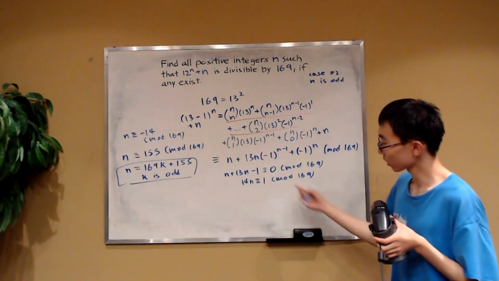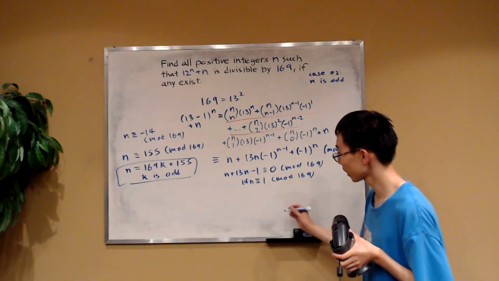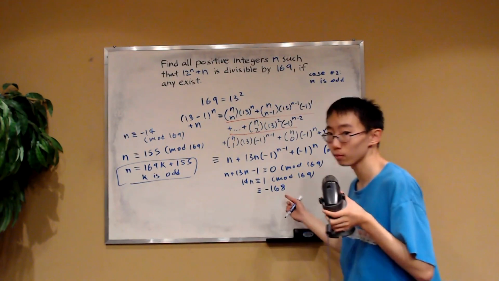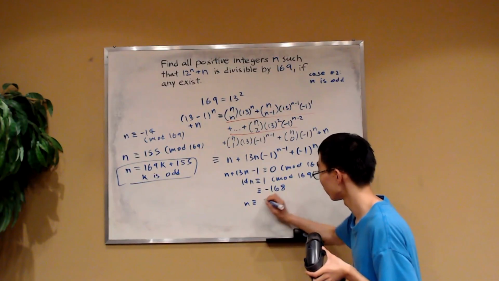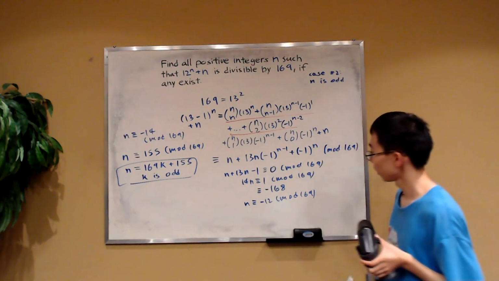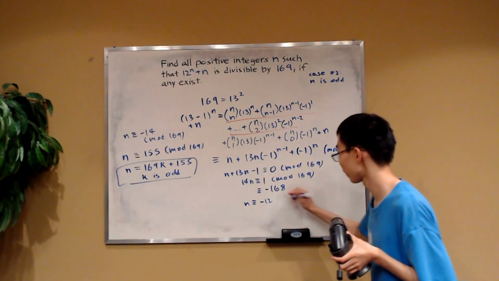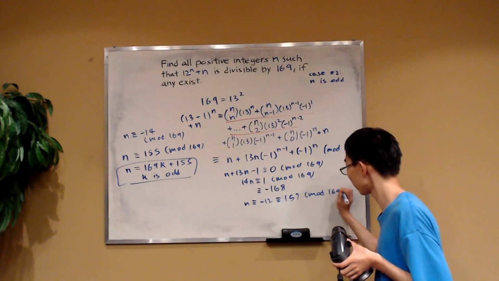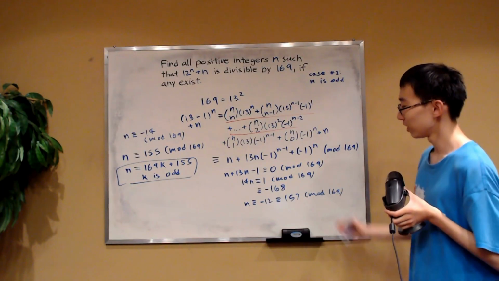And once again, if you were to subtract 1 by 169, it actually works out nicely. So if you subtract, you get congruent to negative 168. And 168 is divisible by 14. So if you divide both sides by 14, you get n is congruent to negative 12 mod 169. And of course, we don't like negative residues, so we're just going to add this with 169, giving us congruent to 157 mod 169.